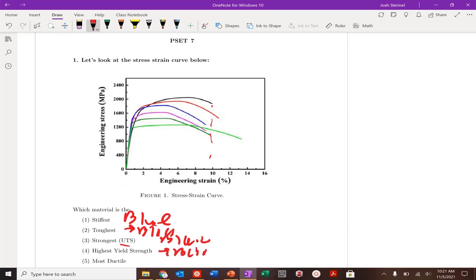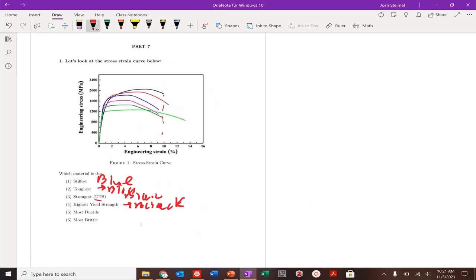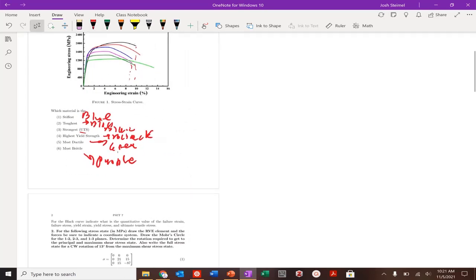Most ductile, that's going to be my green curve. Most brittle, that'll probably be the blue or the purple. So, purple. So there you go. Again, basics of your stress strain curves. You can kind of look and see those values.